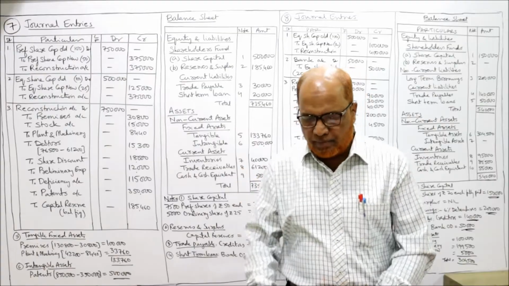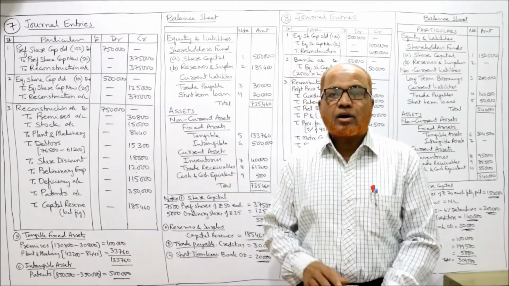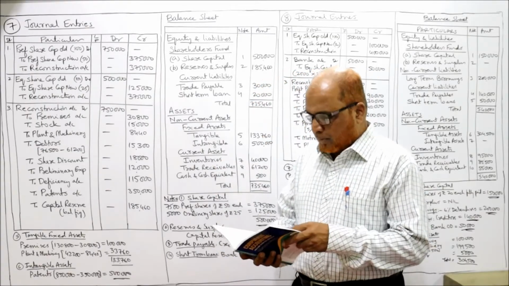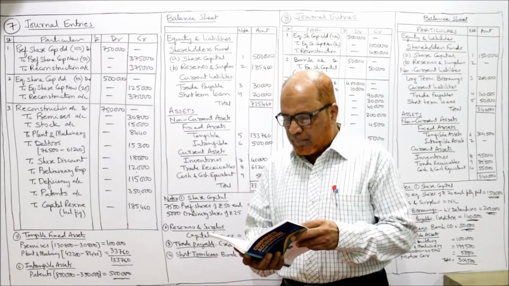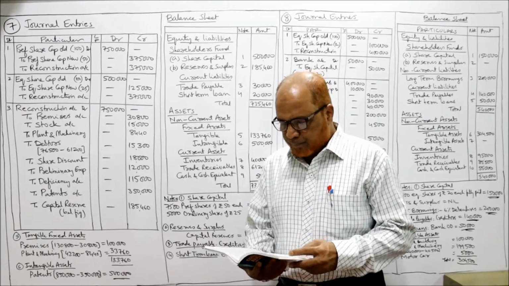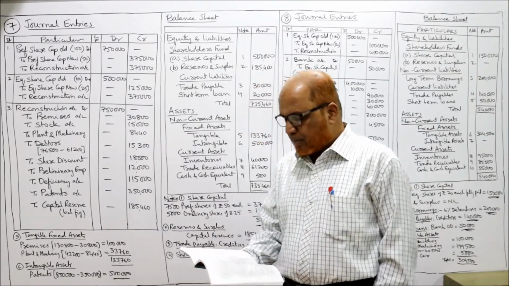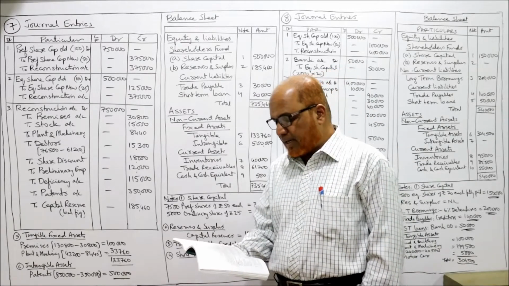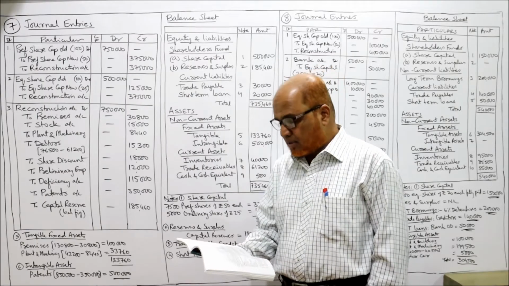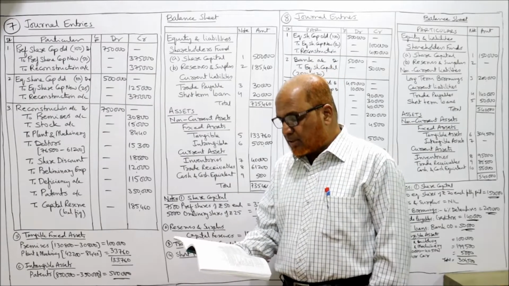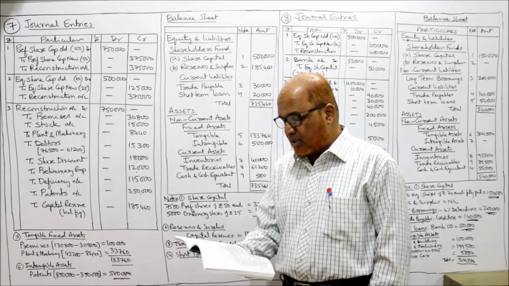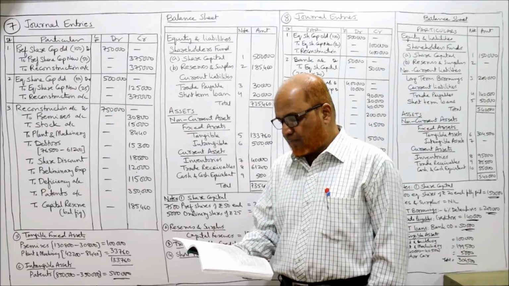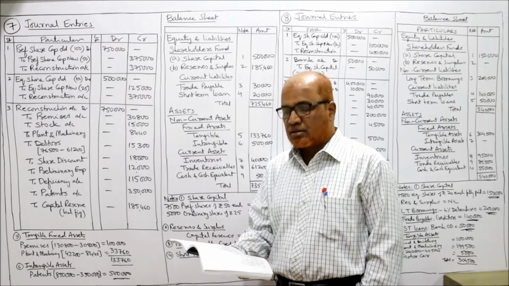Now the 7th problem I am reading out. Hope everybody got the printout of the problems from the link which I have given. 7th problem. The following is the balance sheet of Nav Bharat Company Limited. Authorized capital, that is 10,000 preference shares of rupees 100 each, 10 lakh. 10,000 ordinary shares of rupees 100 each, 10 lakh. So total authorized capital 20 lakh. Then subscribed capital was 7,500 preference shares of rupees 100 each, 7,50,000, and 5,000 ordinary shares of rupees 100 each, 5 lakh. These are the subscribed capital.